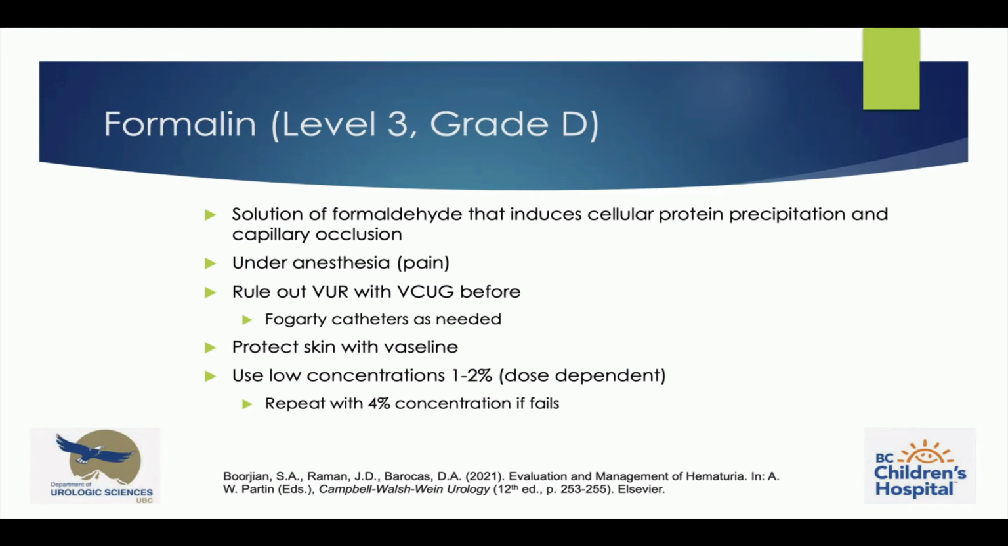And if there is reflux, then we can use Fogarty catheters for the ureters. The skin needs to be protected with Vaseline and the catheter put under traction to prevent any formalin dripping elsewhere on the skin. We can start with low concentrations of 1 to 2% because it is dose dependent. And if it fails, we can repeat with 4% concentration.